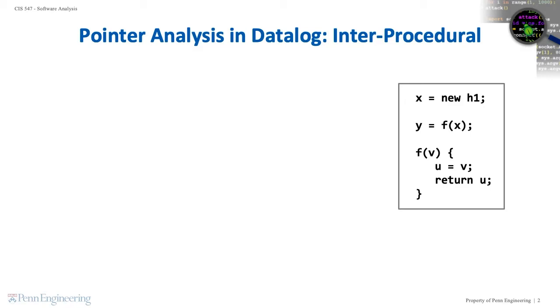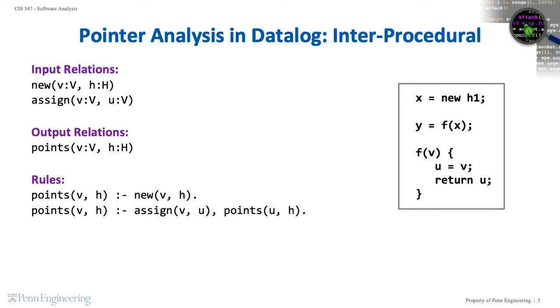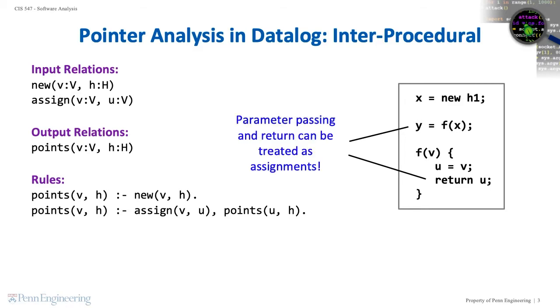To analyze this program, we need to introduce rules for handling function calls and returns. So far, we know how to address the object allocation and copy assignment statements via the input relations new(v, h) and assign(v, u). But how do we handle function calls and returns? The trick is to treat parameter passing and return statements as copy assignments.